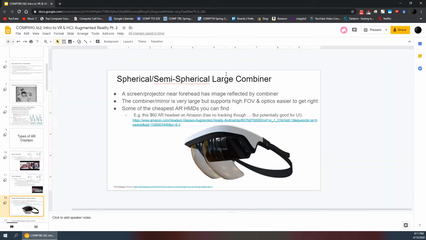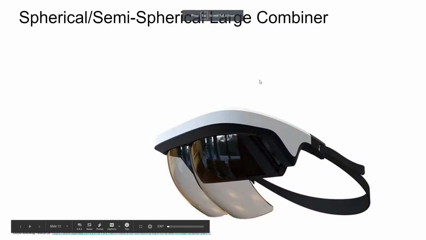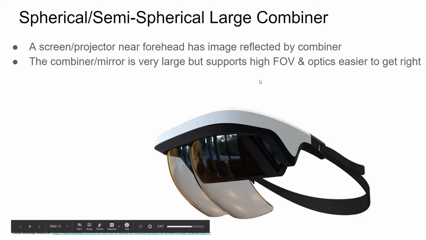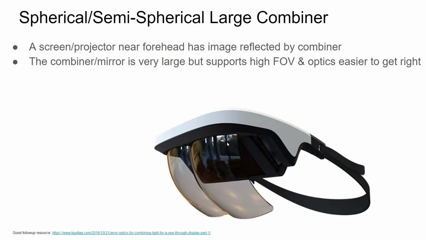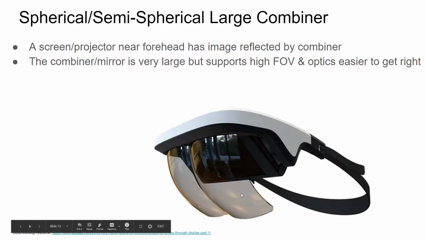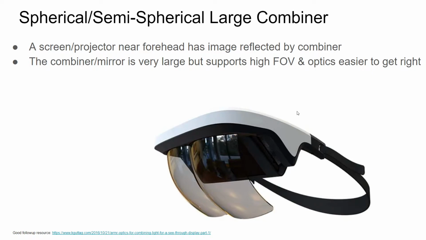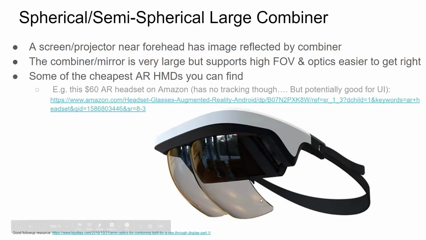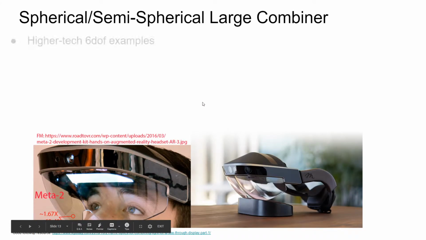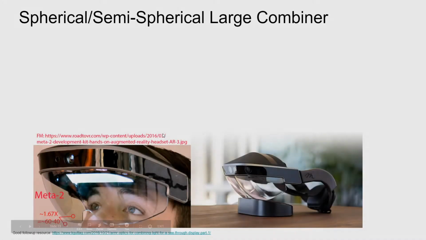So just a quick recap on that. We saw these spherical combiners, which are these giant headsets where this big piece of spherical glass is the combiner and the LCD is reflected onto it, and some distortion is applied to the LCD image before it's reflected onto the combiner so that when the user sees it, it's not distorted. And these are nice because they're cheap and they have high field of view, but the problem is that they're gigantic, obviously. Some examples, there was this cheap one that we saw on Amazon.